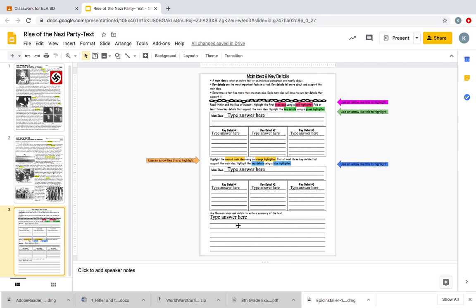Towards the bottom, it says use the main ideas and details to write a summary of the text. I would just like for you to summarize the main idea and details and the main idea and details. Okay, in your own words. Just write a quick summary of the text using just this information, nothing else.